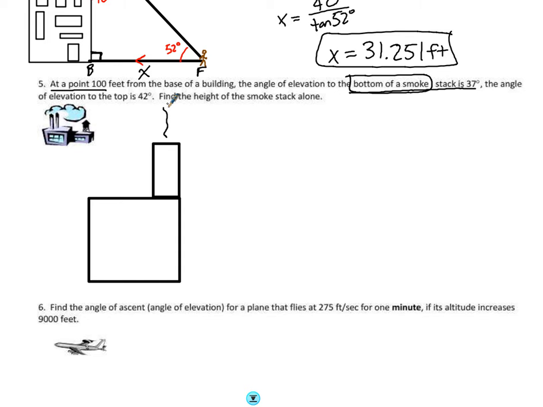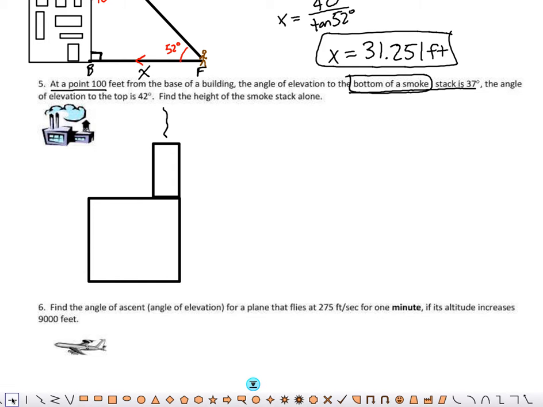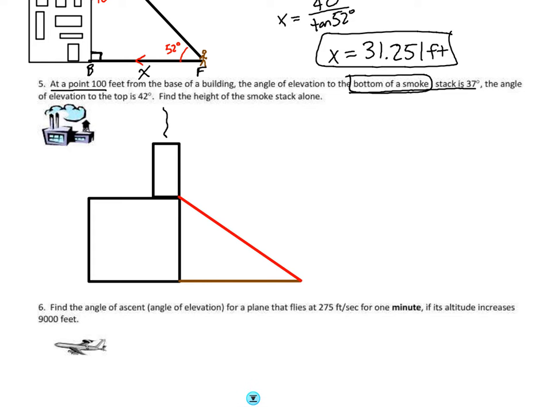So as I walk away 100 feet from the base, I have an angle of elevation from the location 100 feet away to this angle. So here, from this point, from the base of the smokestack, I have an angle of 37 degrees. Now, that angle creates a triangle, just like that, where I'm trying to find the height of the building.